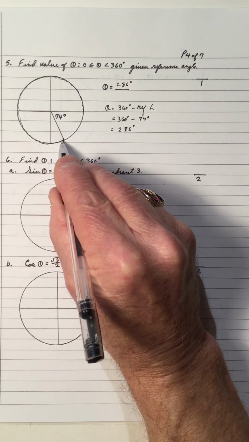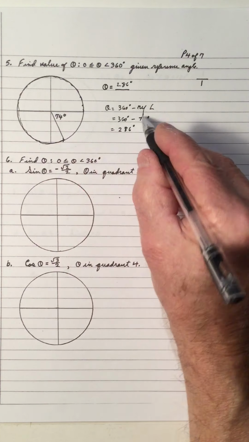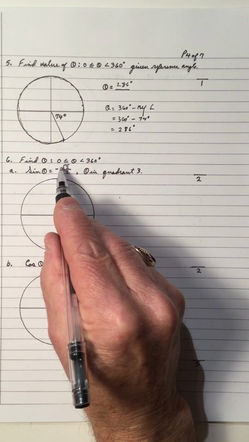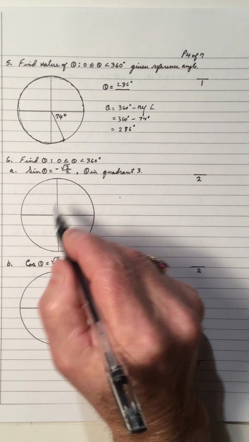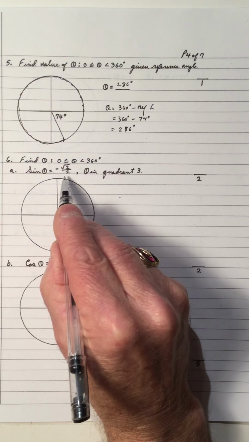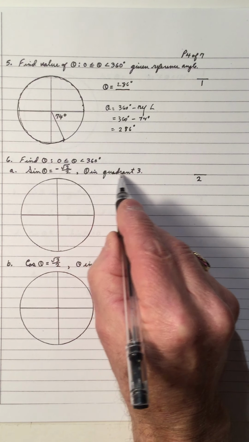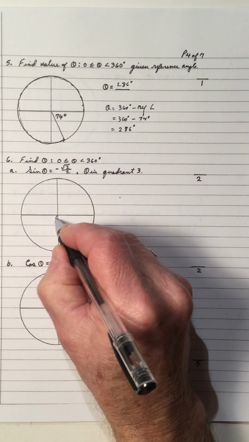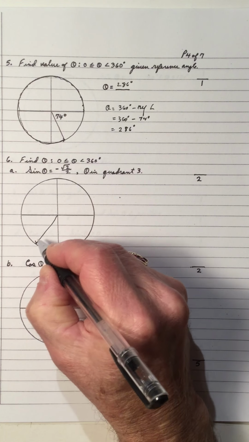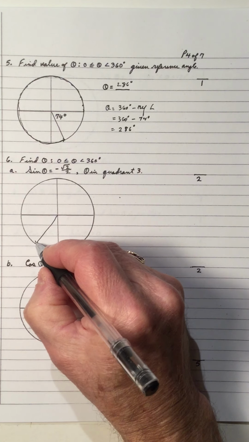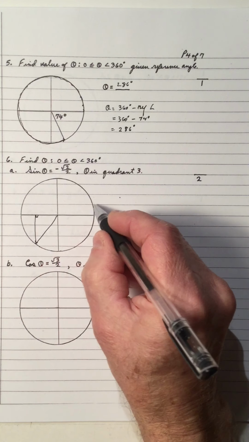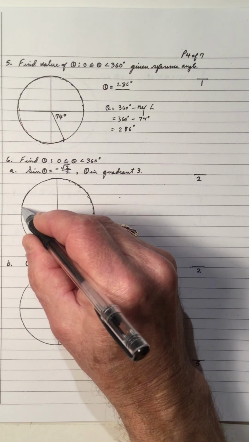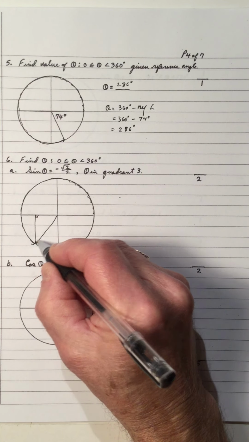And if you got 286, add on 74, gives you 360. Perfect. Number 6, find theta from 0 less than or equal to theta to 360. Sine is negative root 2 over 2, and you're in quadrant 3. Quadrant 1, quadrant 2, quadrant 3. Here's the terminal arm going out. And we drop a perpendicular to the x-axis. Remember, theta is this rotation from here right on around to the terminal arm.